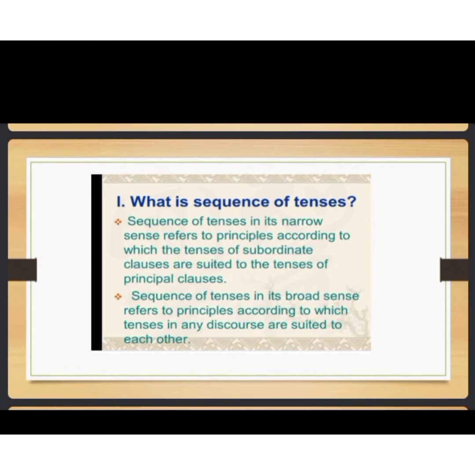Sequence of tense means or refers to principles according to which the tenses of subordinate clauses are suited to the tenses of the principal clause. That means how they are related to each other, how they are dependent on each other. This sequence of tenses refers to the principle according to which tenses in any discourse are shifted to each other. That is the way in which tenses in each clause follow each other.